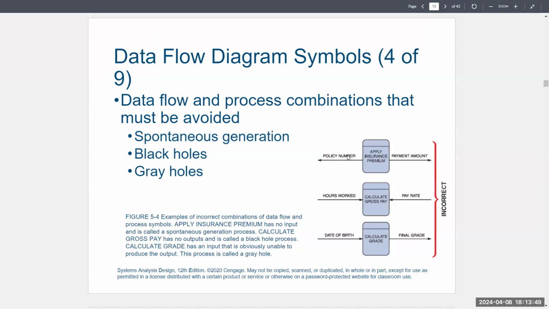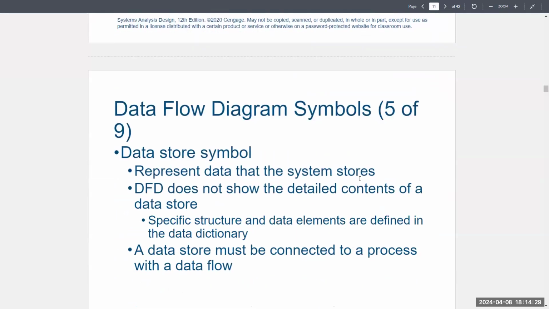One is what's called spontaneous generation, an example where there is no input but there are two outputs. How is that possible? That's the wrong way of using these symbols. Black hole is where you have two inputs going in but no output at all. Then what is that process doing? What's the purpose of that process? To be avoided. Gray hole is where we send one input but the output that comes out is completely unrelated. I'm sending a date of birth and I'm getting a final grade. How is that possible? That's something we have to avoid.